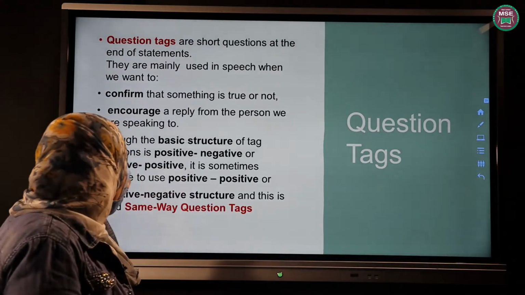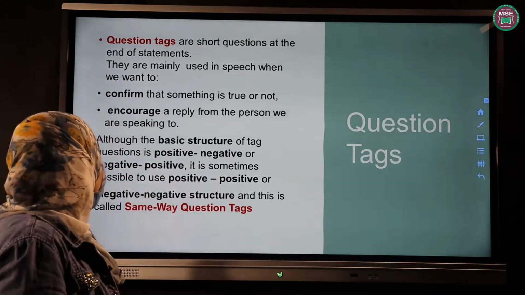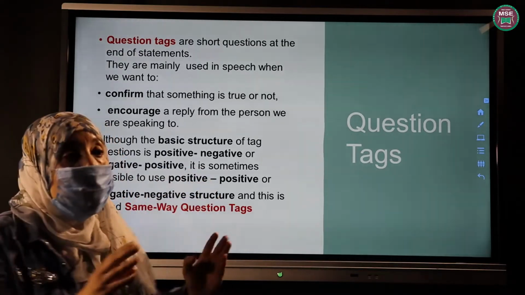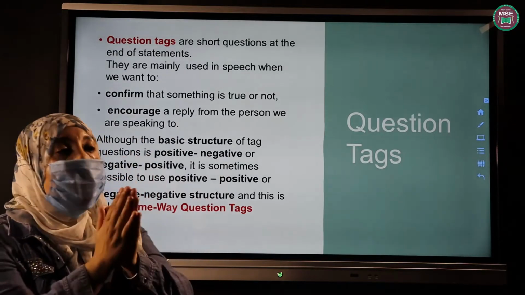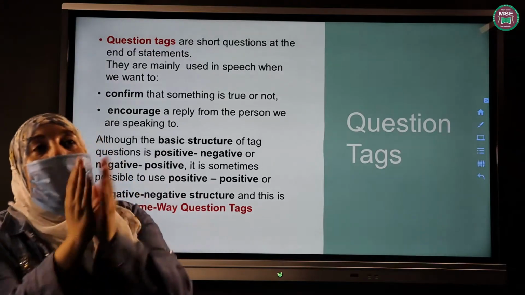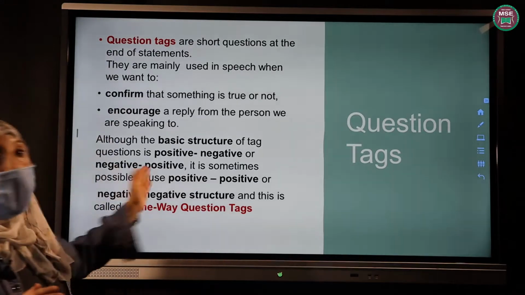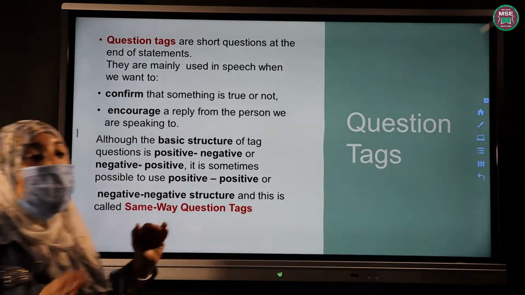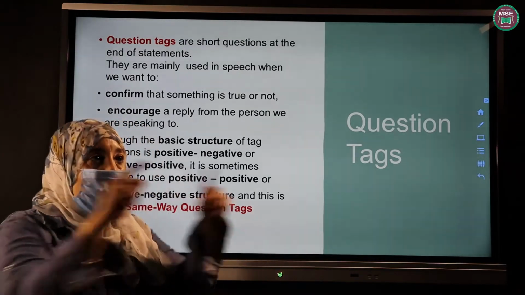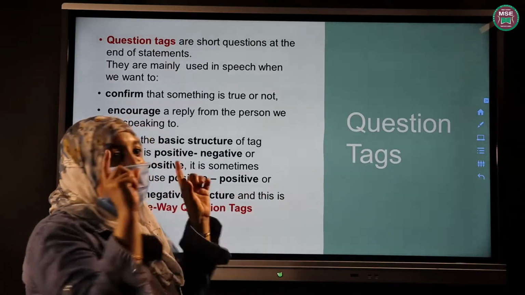Although the basic structure of the tag question is positive, negative, or negative, positive, it is sometimes possible to use positive, positive, or negative, negative. This structure has a name. What is the name of this structure? It's called the same way question tags. What are the same way question tags? What do you mean by this term, or by this structure?